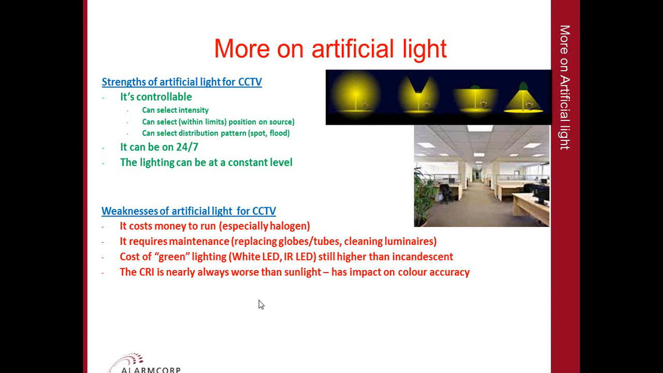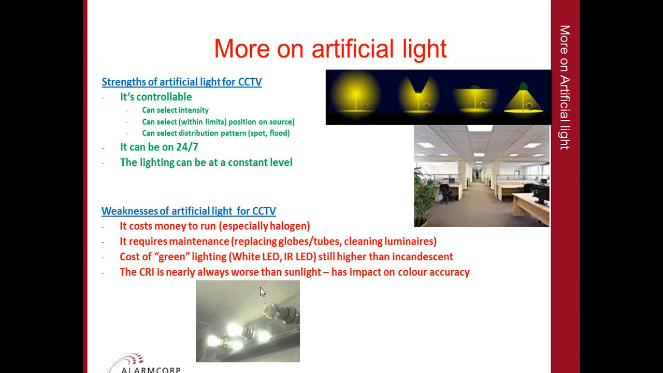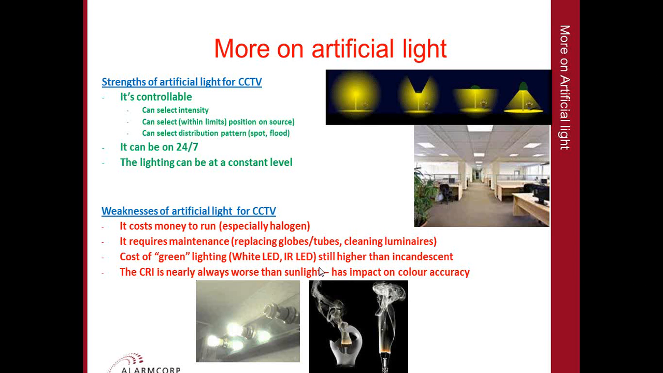And the color rendering index of artificial light sources is almost always worse than sunlight, which has an impact on color accuracy, which we will discuss a little bit in the next few slides as well. Now we see here a typical example of what happens with artificial light. Eventually all light sources wear out, they do need replacing. And of course, there is an upfront cost to install the light in the first place, which must be budgeted for. And we will also look at this in a little bit more detail.